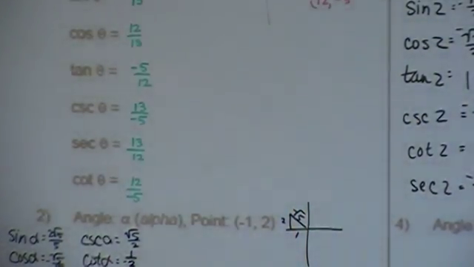24/7. Draw straight back to the x-axis. This is point P. So it's 24 over, 7 up. What's the hypotenuse? 25? Somebody got it? Is it 25? Yeah.